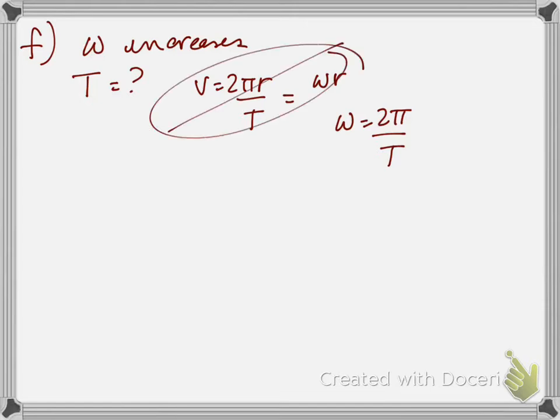Sometimes I have to go through the whole thing to get there, but the angular speed is 2 pi over T. So if the angular speed is going to increase, how am I going to make this fraction bigger? Well, I got to make this fraction bigger by making the denominator smaller. So as omega increases, the period decreases. So 2 points for that. 1 for saying that T decreases, and then 1 point for realizing the relationship between omega and T. So that's it for 8-4.